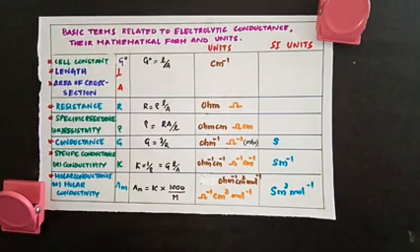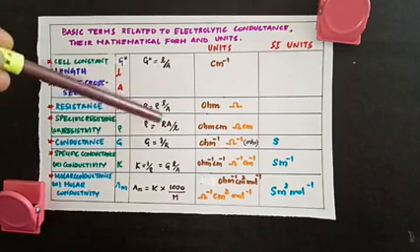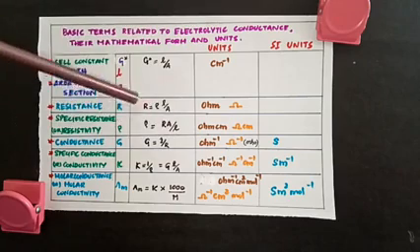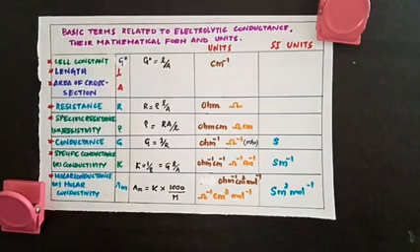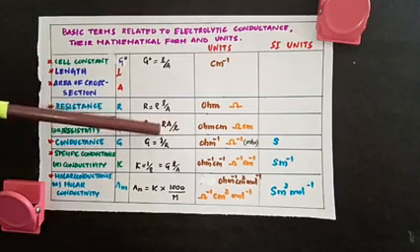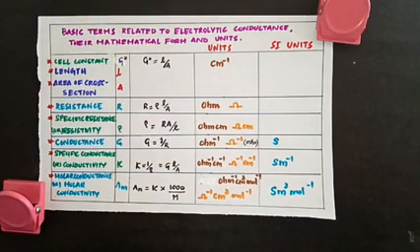And the next term is specific resistance or resistivity. Specific resistance or resistivity is represented by rho, and rho is equal to R A by L. From this you can get rho. So rho is equal to R into A divided by L. And the unit of resistivity is ohm centimeter. So ohm centimeter is the unit of resistivity. And resistivity is also called as specific resistance.